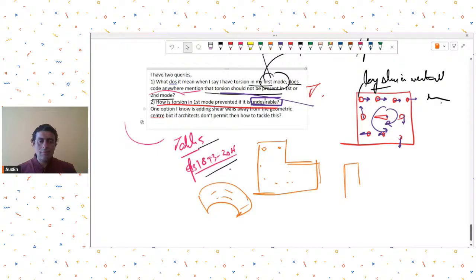So I hope that also answers your last point, that adding shear walls away from the geometric center, but if architects don't permit, how to tackle. So as I just told you, you may have first mode as torsional mode, although it is undesirable. You may still have a system where the first mode remains torsional, but then it should not exceed the limits given in table 5 of 1893.